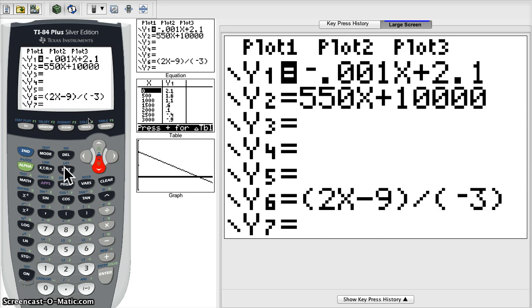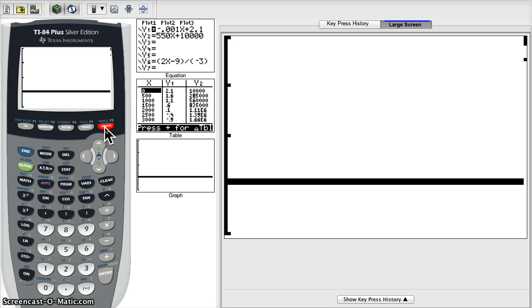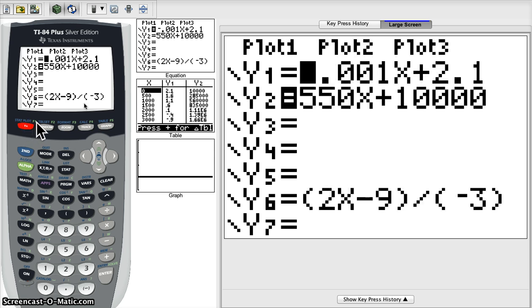Okay, so now what if my values are wicked big? 550x plus 10,000. So I'm going to turn this function on, and turn this function off. Now if I go to the graph, I'm going to certainly see nothing, because my y-intercept is 10,000. There we go. My y-intercept is 10,000, so of course it's not going to be on that graph.